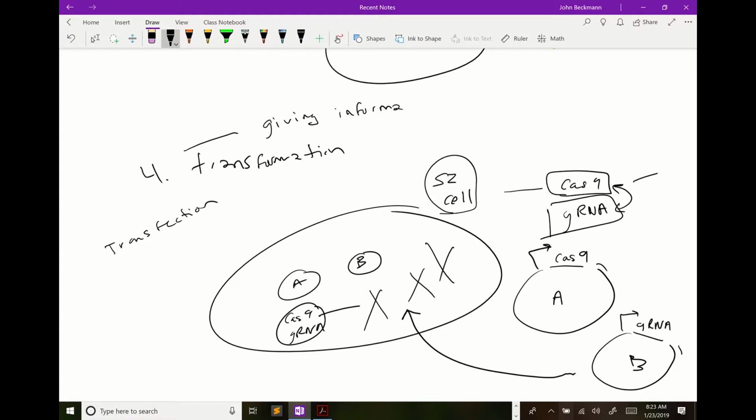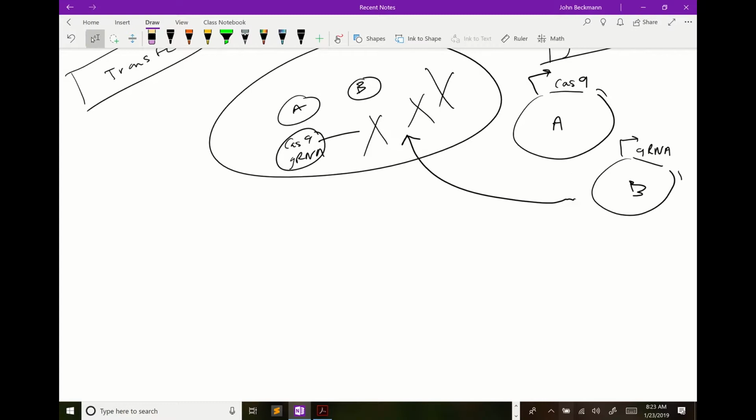Okay, so what you need to know now is that plasmids are a means of giving information. So adding X. Oftentimes in experiments, we're either taking something away, breaking something, or adding something, adding X. And you can add X with plasmids. In bacteria, this is called transformation. In eukaryotic cell culture, it's called transfection.